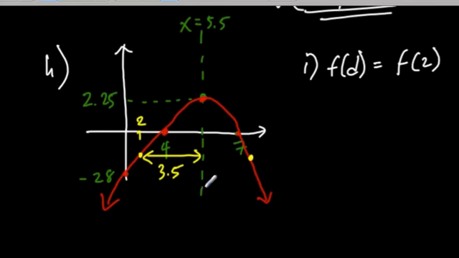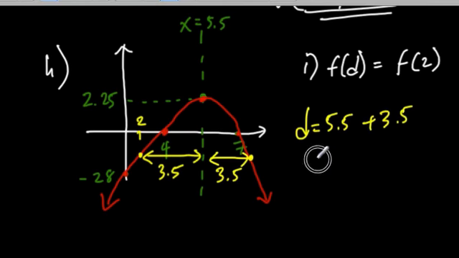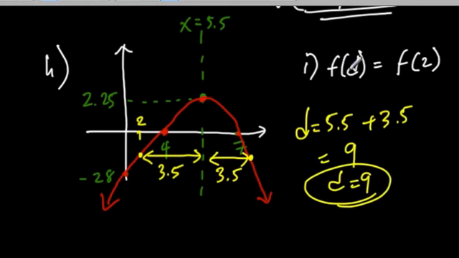So since this is a line of symmetry, the other corresponding equivalent point will also be 3.5 away. I got 3.5 from 5.5 minus 2, so that distance is 3.5. So the equivalent point must be 3.5 away. So 5.5 plus 3.5, so d is equal to 5.5 plus 3.5, which is equal to 9. So d is equal to 9, and that's the solution. So this point right here, d, which is basically 9. Okay. Let's move on to the next one.